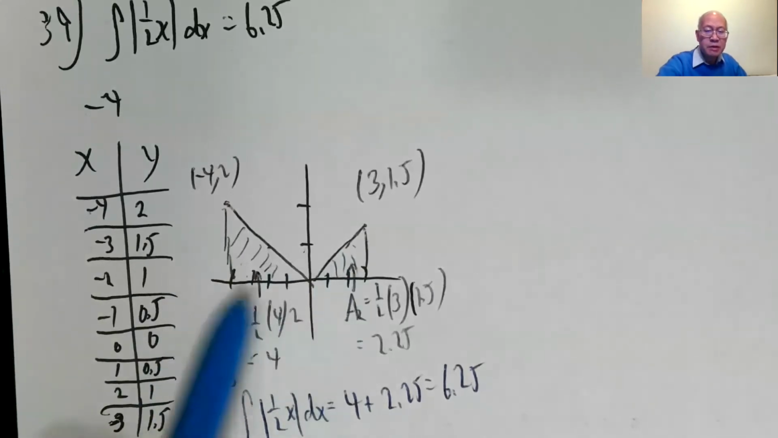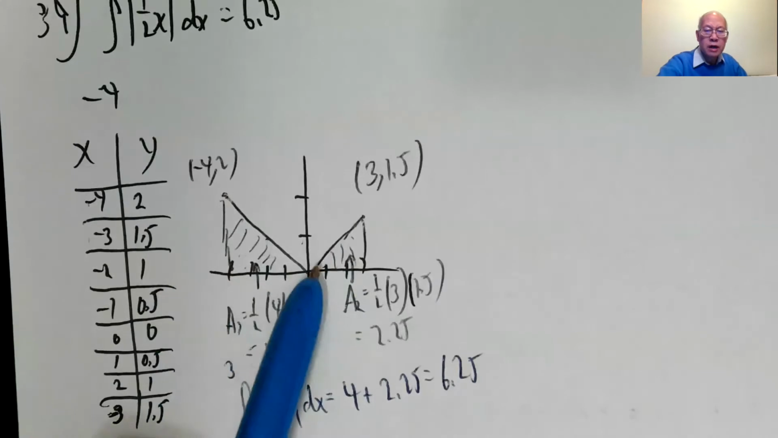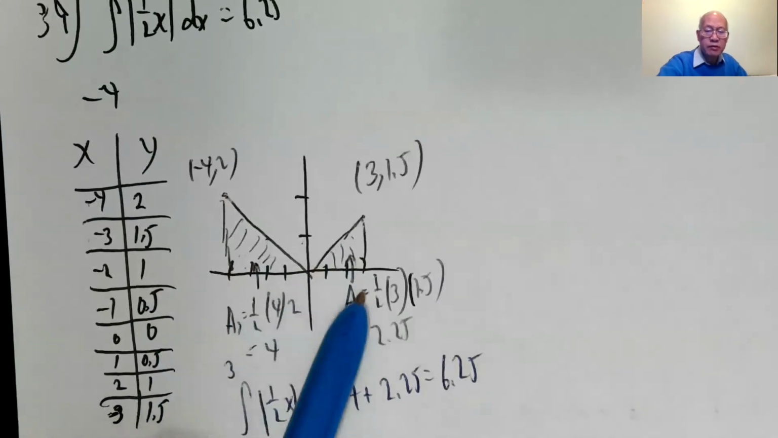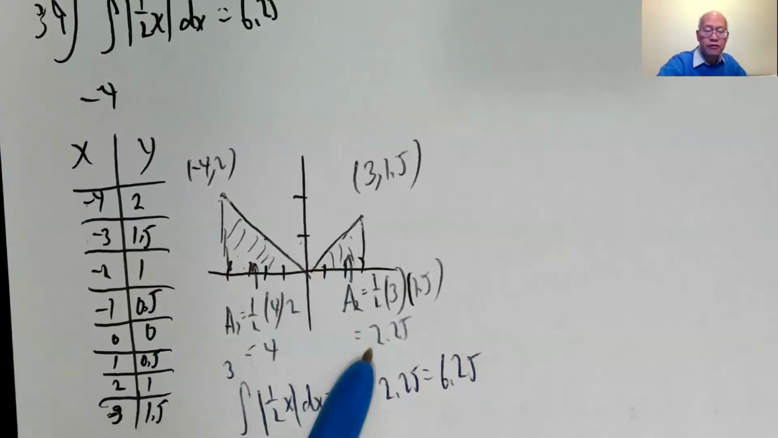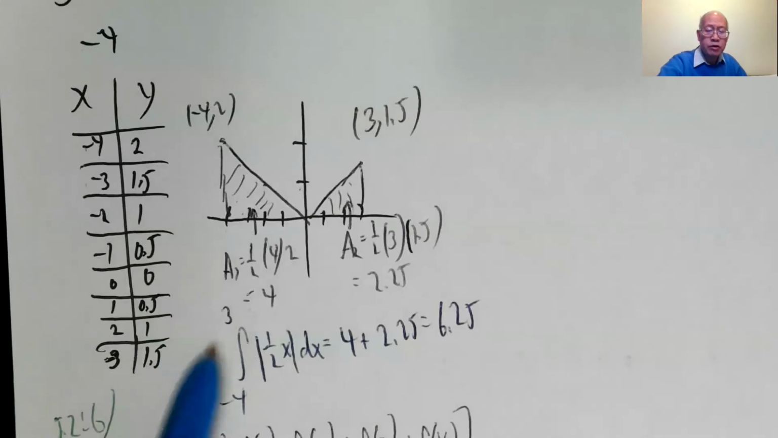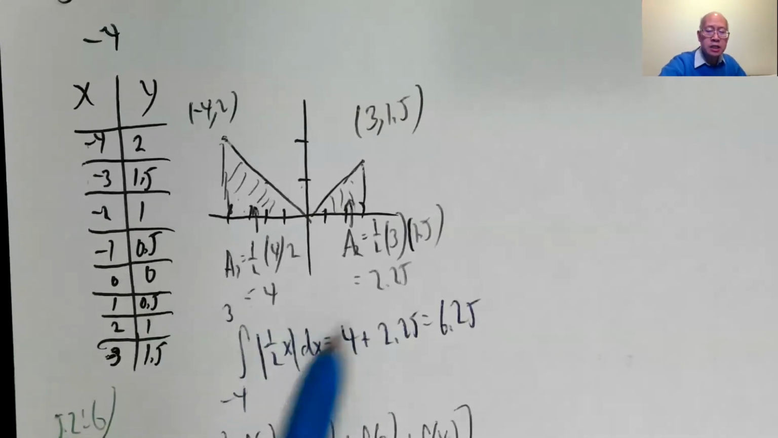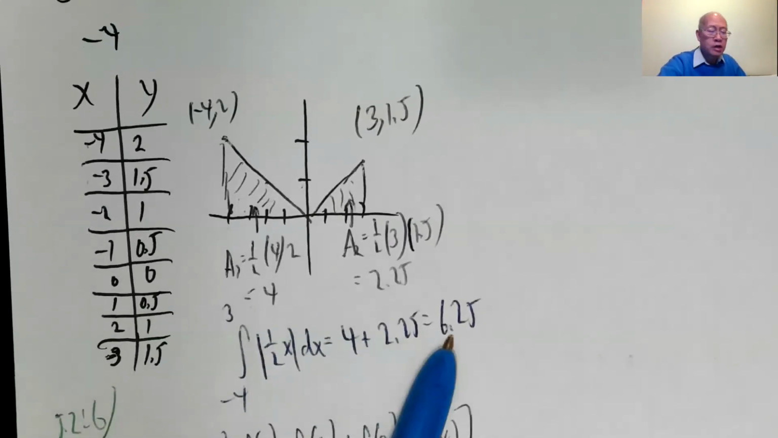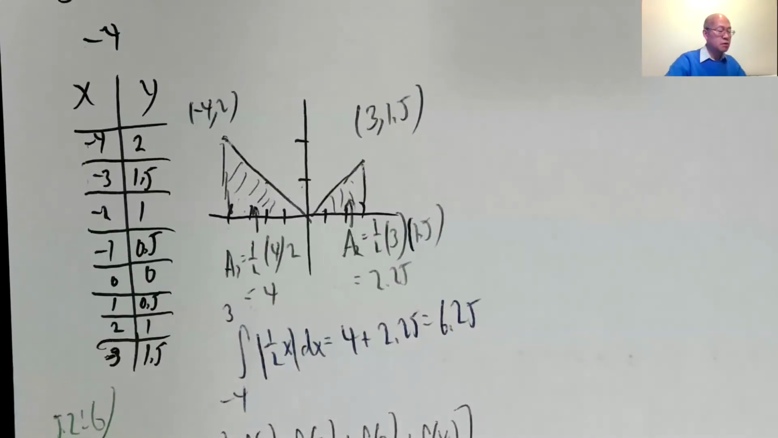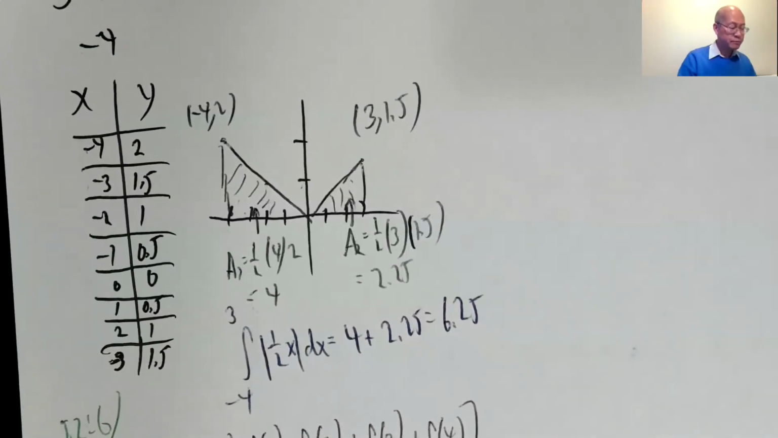So this is 1/2 base times height, 1/2 of 4 times 2 is 4. This is 1/2 base times height, 1/2 3 times 1.5, 2.25. So the integral from -4 to 3 of absolute value of 1/2 x dx, 4 plus 2.25, 6.25 is my answer. Okay, going back to 5.2, number 6.